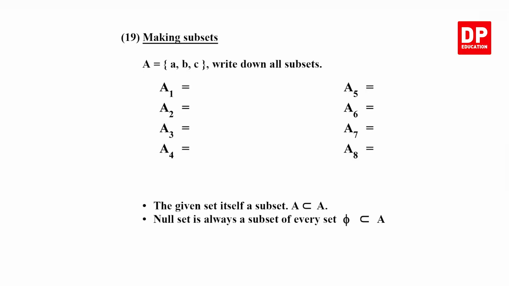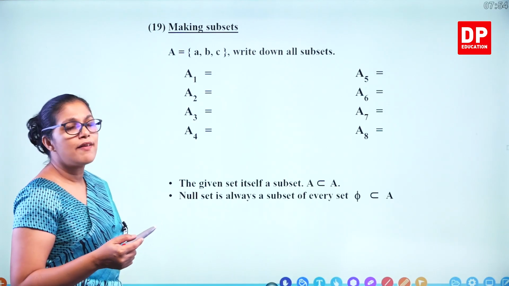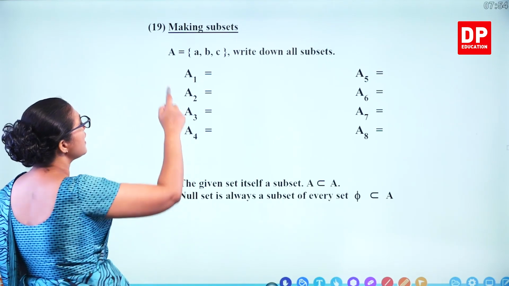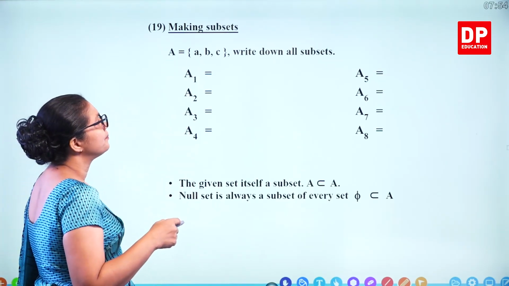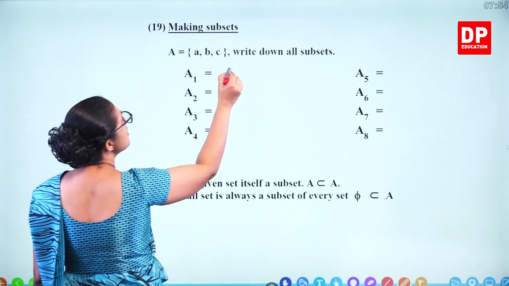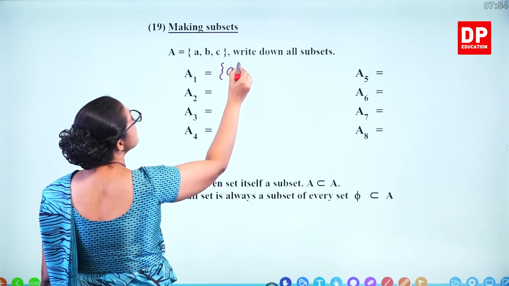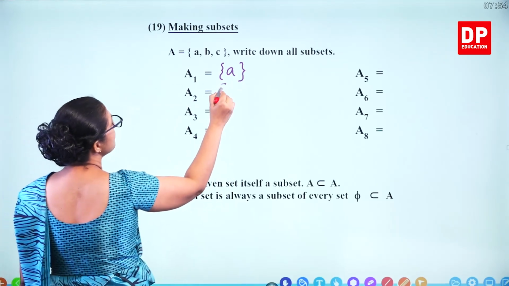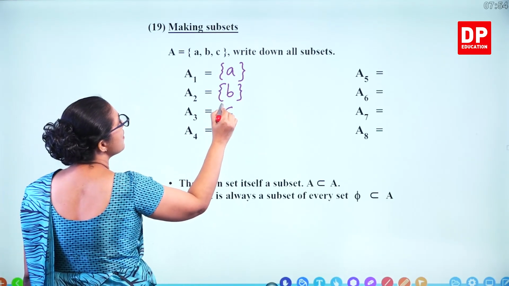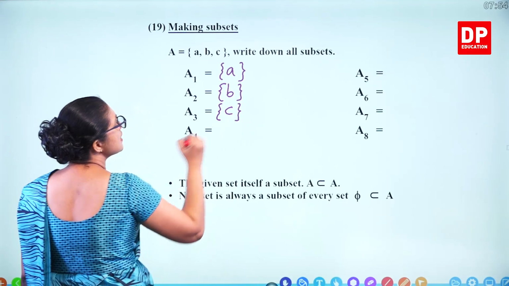Now how can we make subsets? You can write any number of elements. So when you take A as a set, what are the subsets? You can write each and every term separately. This is a subset, A. B is also a subset. C separately is also a subset.